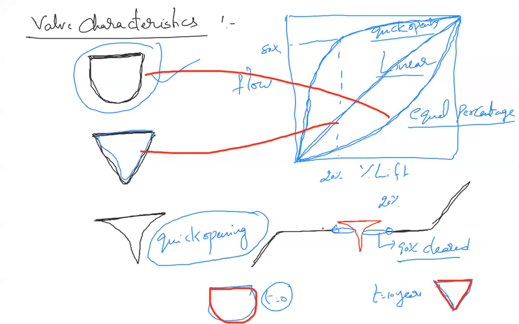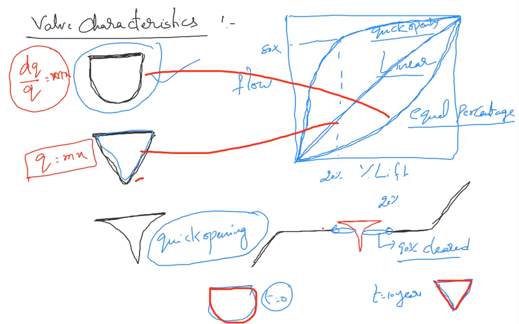Why is the valve called equal percentage? Because the flow relationship is dq by q is proportional to x, is equal to mx. Here, the percentage of change in the flow is proportional to the lift. That is why it is called equal percentage.